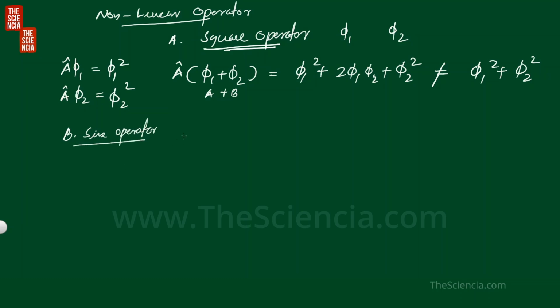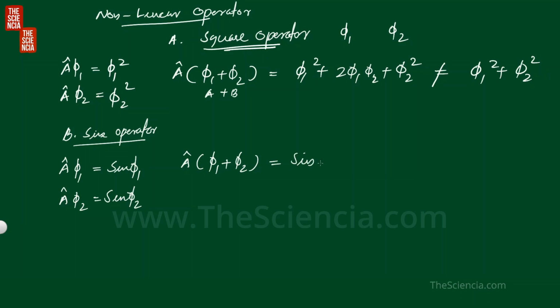That is, if an operator A, which is the sine operator, acts on a state psi 1, then it will give the sine of that function. If this operator acts on another state, psi 2, it will also give the sine of that function. Now we can check: if this operates on the state psi 1 plus psi 2, then what will be the answer? That is, sine of (phi 1 plus phi 2).